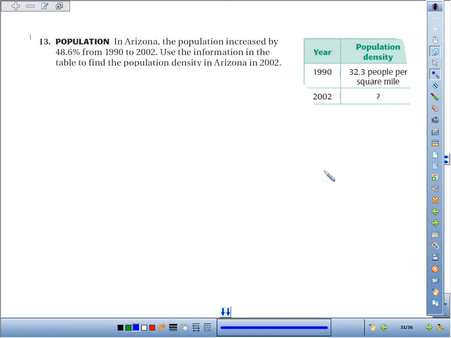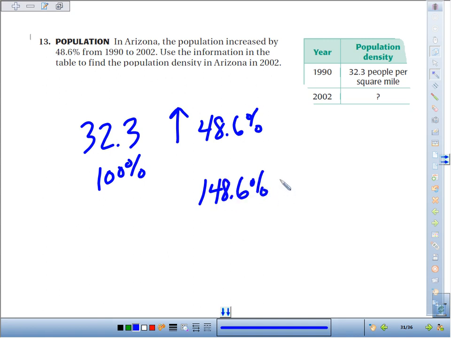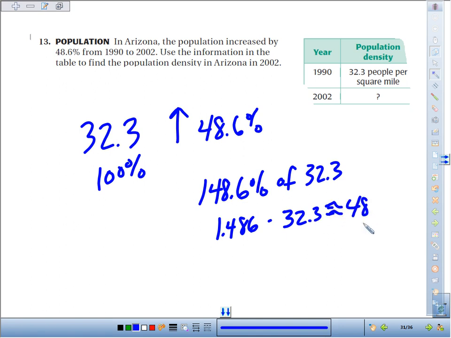13 and 14, these are really just the same, except they're application problems. So in Arizona, we're supposed to increase the population 32.3, and we're supposed to increase that by 48.6%. I'm going to look at it from the, hey, this is 100%, and I'm going to increase that by 48.6%. I've got a total of 148.6% of the original 32.3. Convert this to a decimal, 1.486, of means times 32.3, and I think you end up getting approximately 48 people per square mile.